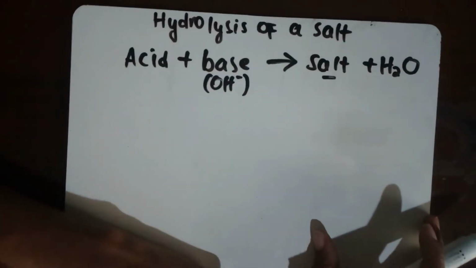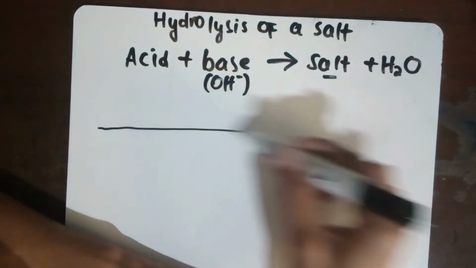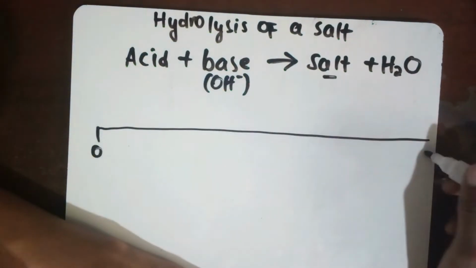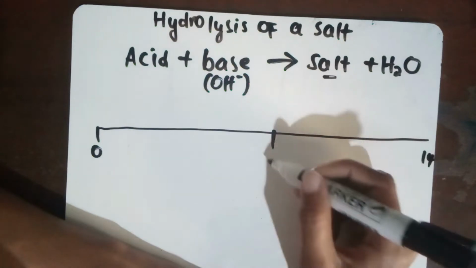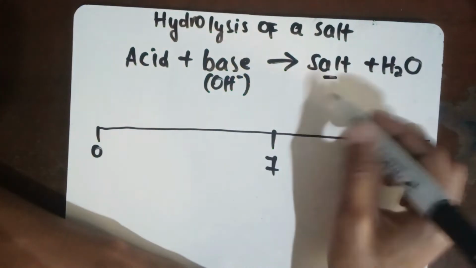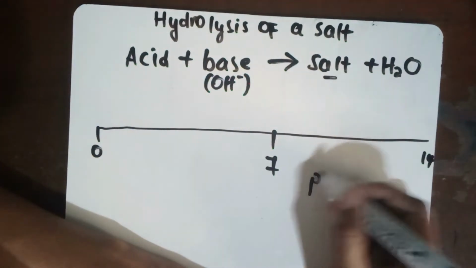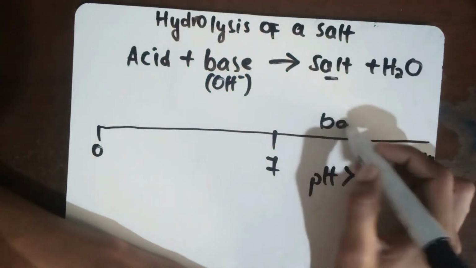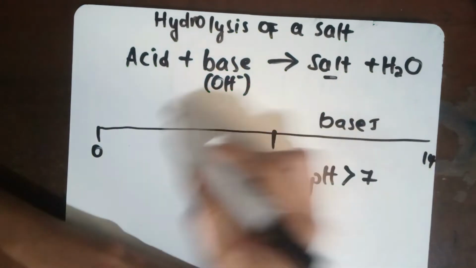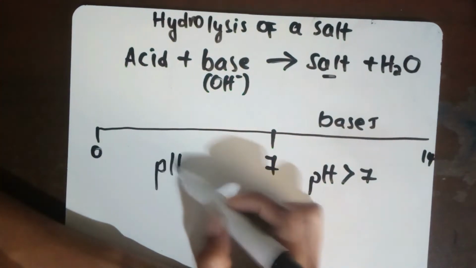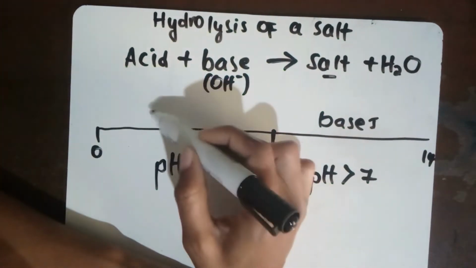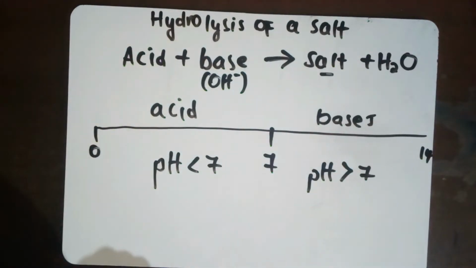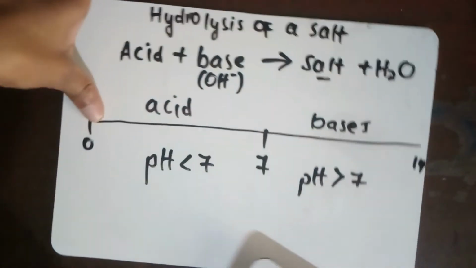But before we go there, let us just do a quick revision on the pH scale. So remember, the pH scale is from 0 to 14 with 7 in the center, and we know that substances that have a pH that is greater than 7 are bases, right? And then substances that have a pH that is lower than 7 are acids, right? So it's kind of important for you to know that information.